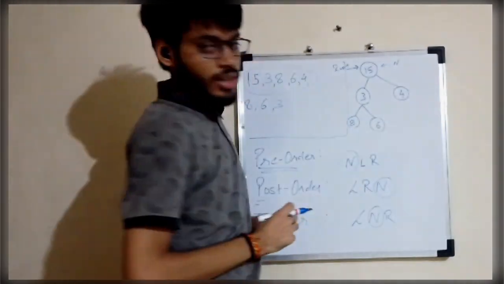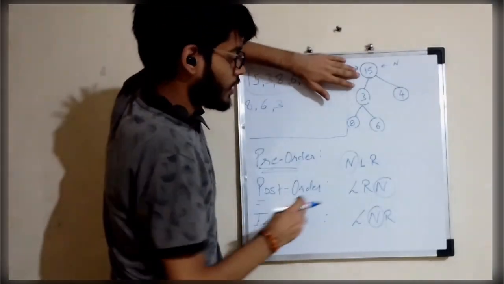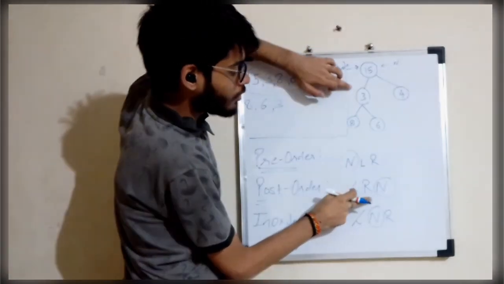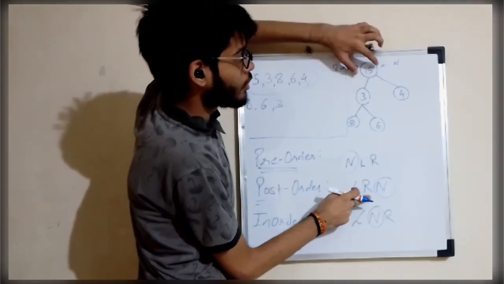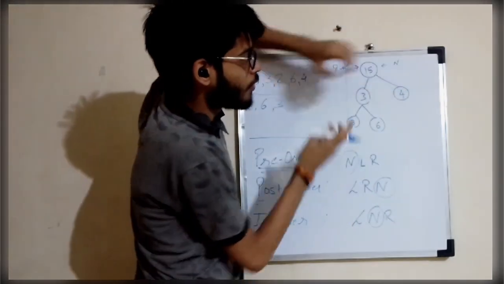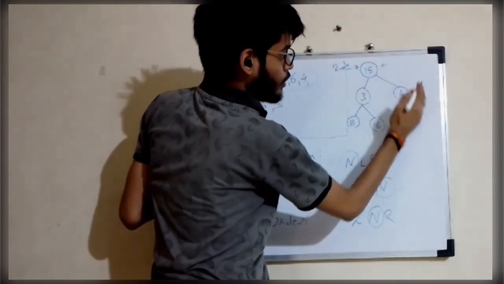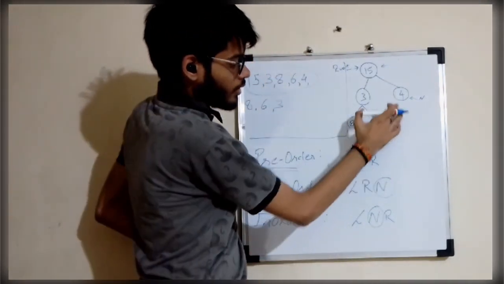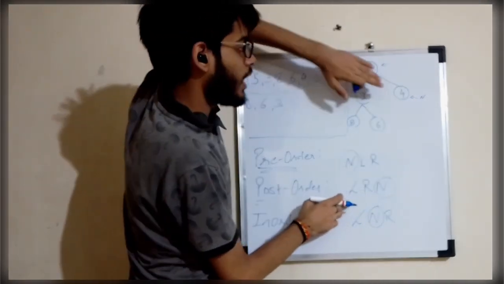Now 15 again becomes the node. For this 15, apply this. We have visited the left side of this, right? Now what we have to do? We have to visit the right side of 15. So coming to the right side of this, which is 4. Now 4 becomes a node. Now see, apply this for 4 as a node.